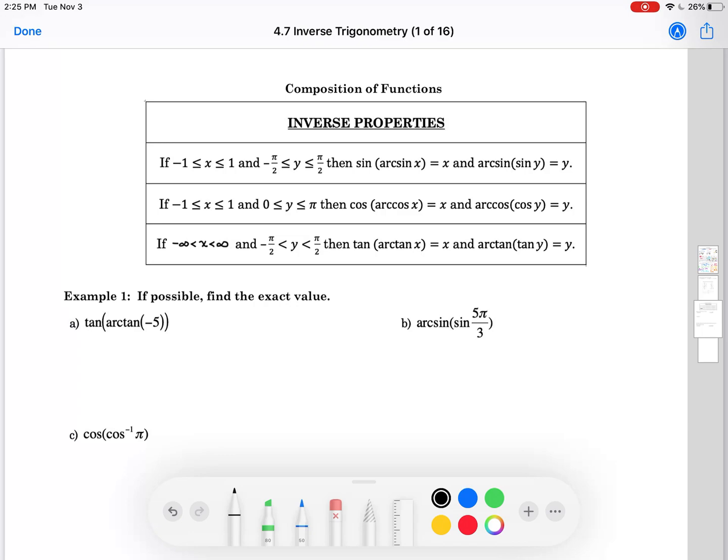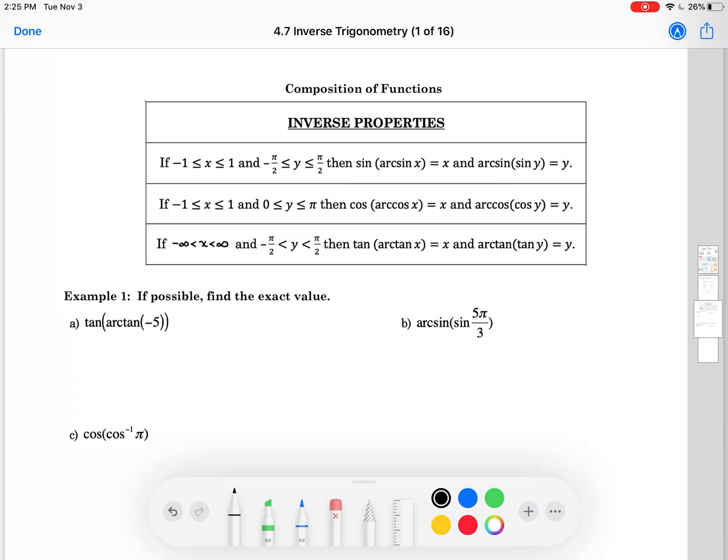4.7 Composition of Functions. So the first thing we're going to talk about are inverse properties. If x is between -1 and 1 and our y is between -pi/2 and pi/2, then when we take the sine of the arc sine of x, we're going to get x. They basically cancel out. Or if I do the arc sine of the sine of y, I'm going to get y. Again, they get to cancel each other out as long as our domain and range are correct.